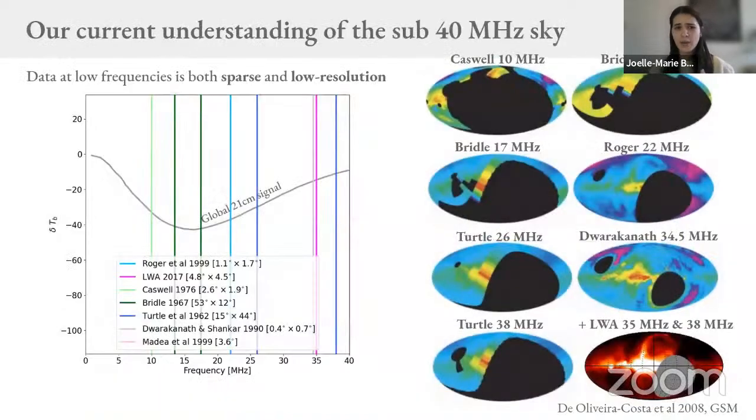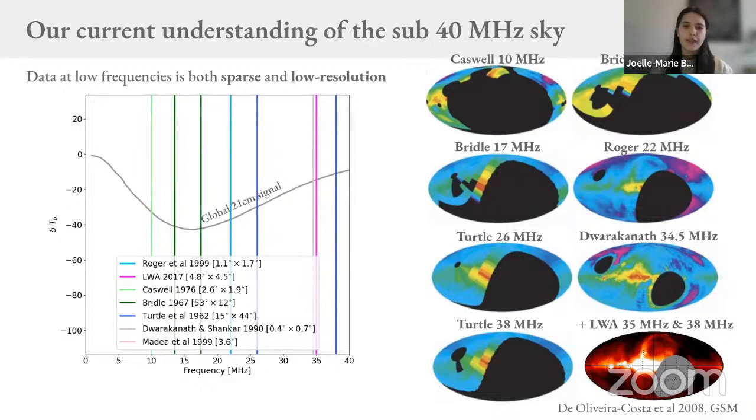And so how well do we currently understand foregrounds? As a starting point, we can look at the maps that were used to develop the global sky model, or GSM. And here on the right, what I'm showing you is the maps below 40 megahertz that were used in the GSM. And I've also added a 35 megahertz map from the LWA survey, which was done after the GSM. And on the left, what I've done is I've plotted the frequencies that correspond to each of these maps, which are represented as the colored bands, with the global 21 centimeter signal in gray, just for reference. And in the legend, I've also included the resolutions of each survey.